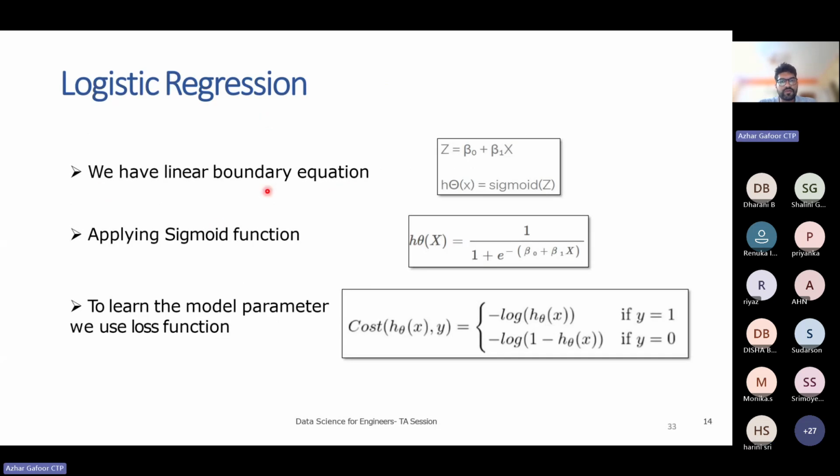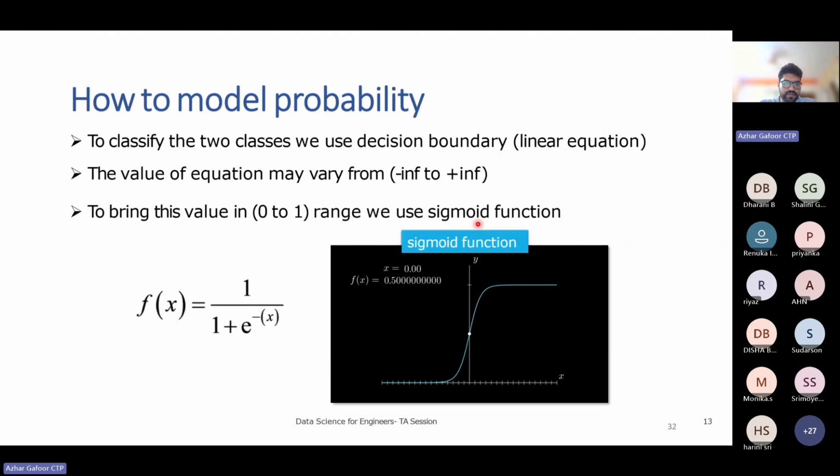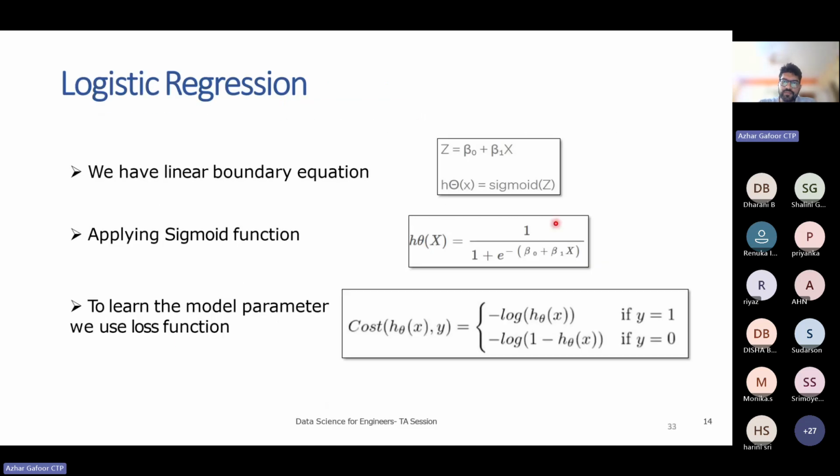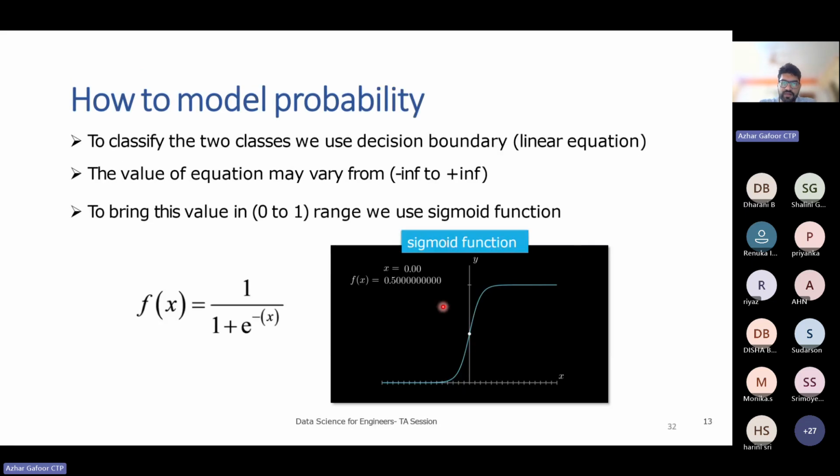So we have a linear boundary equation, that is beta naught plus beta 1 into x. Then we use the sigmoid function on that. This is the sigmoid function we have. If we apply the sigmoid function, that is 1 divided by 1 plus e raised to minus (beta naught plus beta 1x). So it will give a value between 1 or 0.